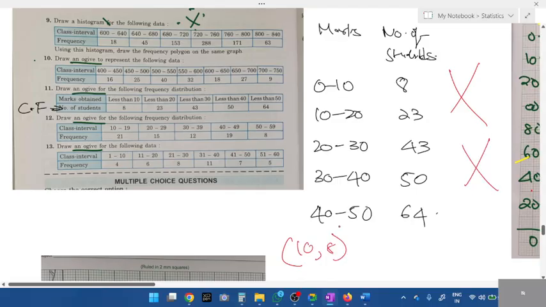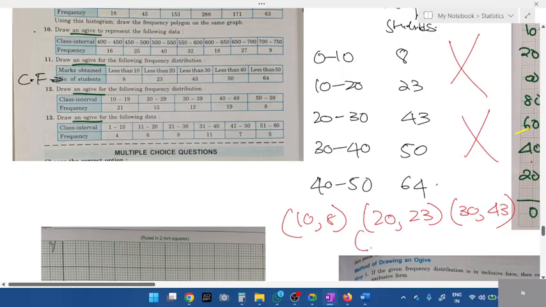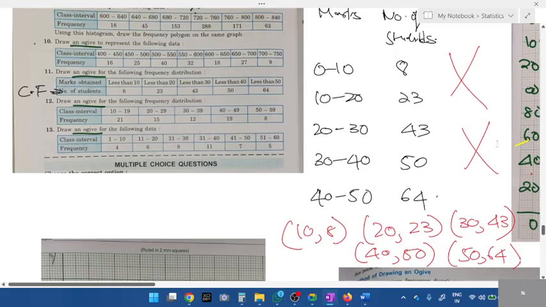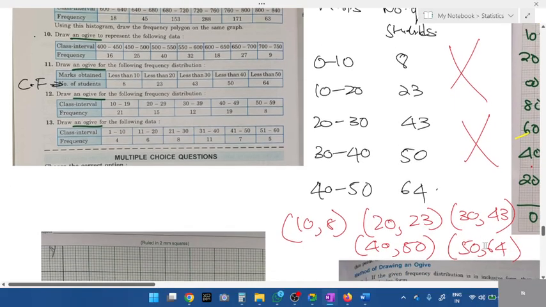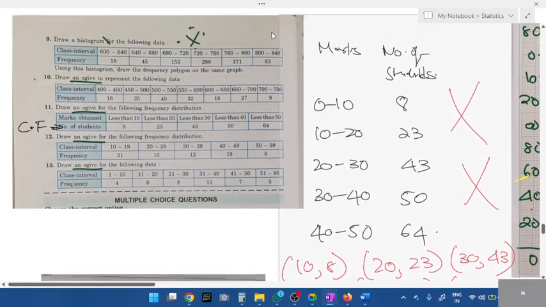Start plotting this graph. All of you will start. 20 comma 23. Is this clear? Did you understand how to plot? 30 comma 43. Completed. 40 comma 50. These are the values we need. 40 comma 50, x-axis and y-axis. 50 comma 64. Okay, take a fresh graph, students. First you all complete, later I'll teach.